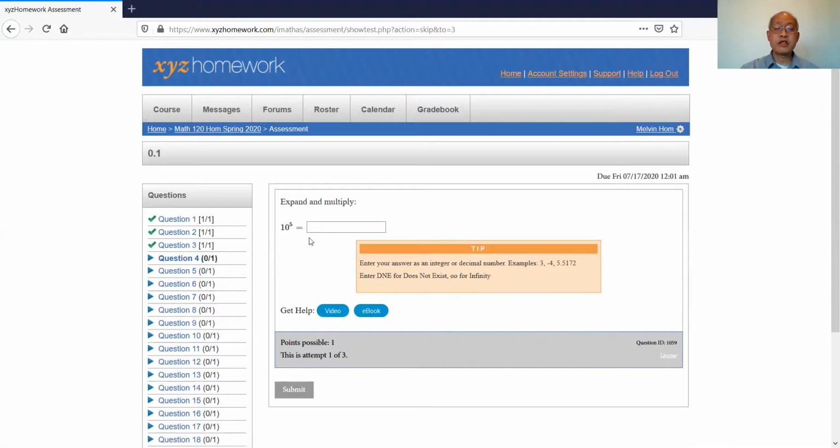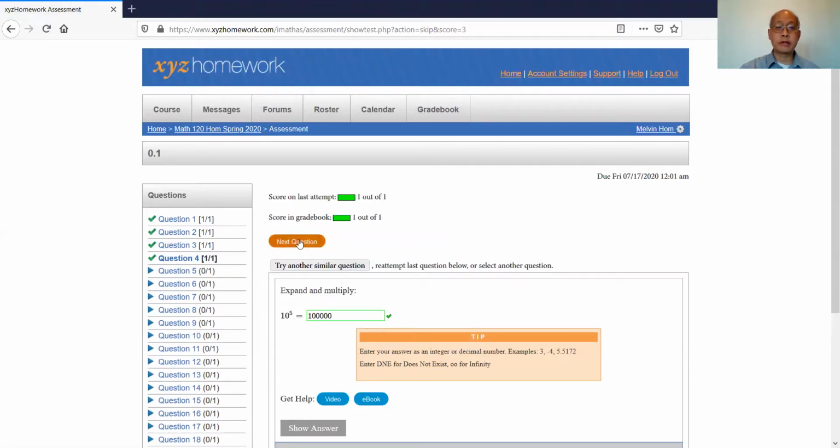Next one, 10 to the 5th power. That's 10 times 10 times 10 times 10 times 10. You might recall a shortcut is just put a 1 and then 5 zeros, 1, 2, 3, 4, 5. If it said 10 to the 7th, I would just put a 1 and then 7 zeros, and so on. So 100,000, and that's correct.